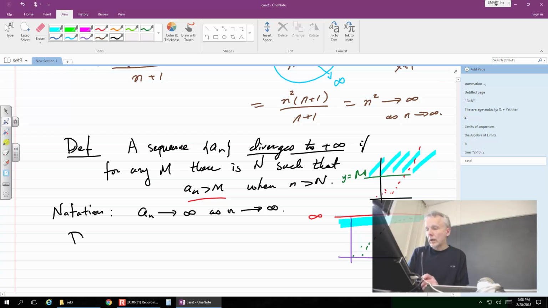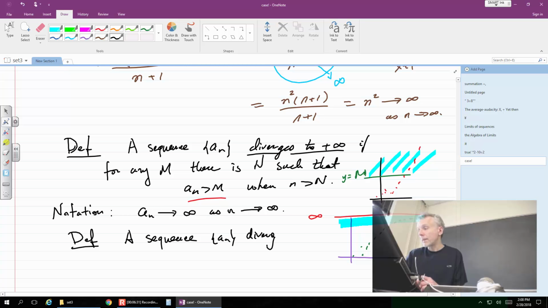Okay, so then naturally we have the other one going in the opposite direction. So once again we have a sequence a_n, and this one diverges to negative infinity. And it's almost identical, except we are pushing ourselves down rather than up.